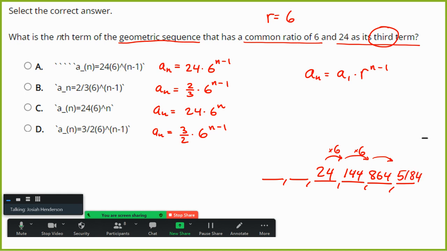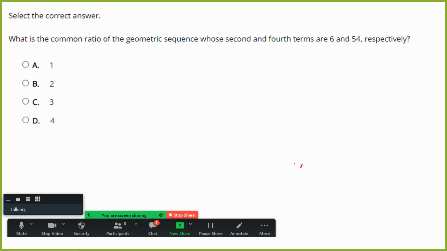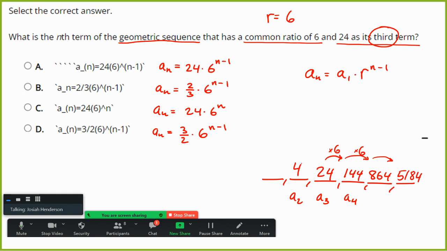Okay, so you can see that what we have so far, from the third term onward, is increasing. So we're going to divide by 6 going backwards. So before 24, a2, what should that be? What's 24 divided by 6? Someone's got it already. 4. Thank you, Tira. Now one more time, we have to divide by 6 to find a1. That's what we're looking for.